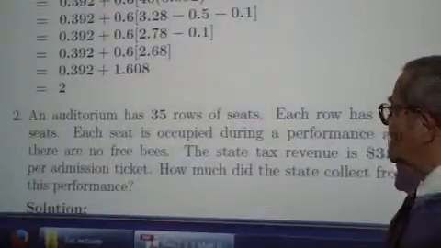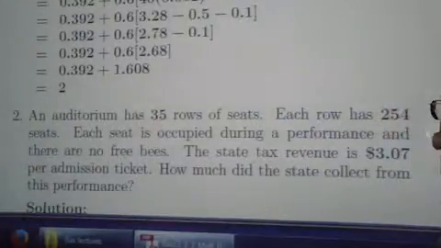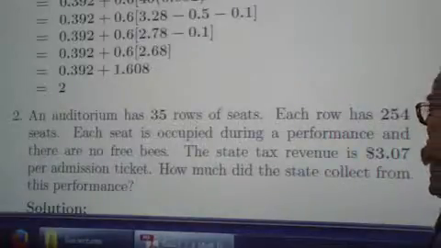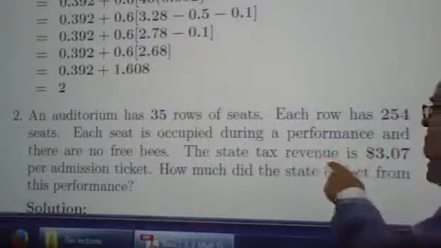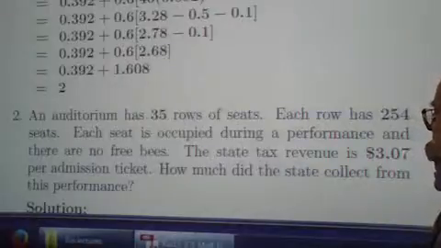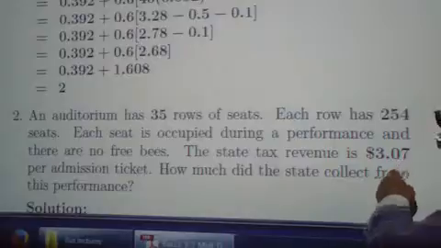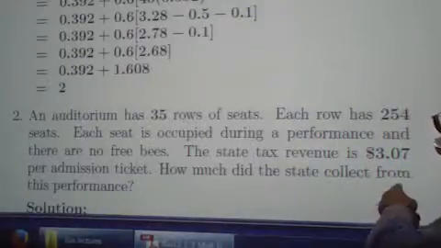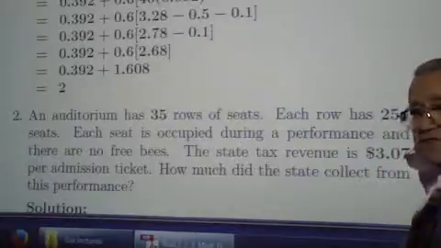An auditorium has 35 rows of seats, and each row has 254 seats. Each seat is occupied during a performance, and there are no freebies, so everybody pays. The state tax revenue is $3.07 per admission ticket. How much did the state collect from this performance?